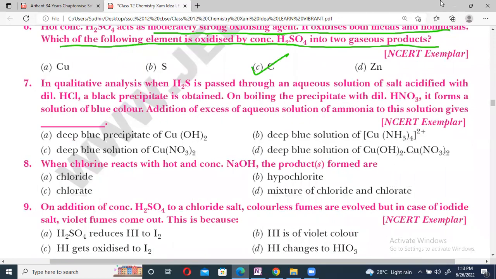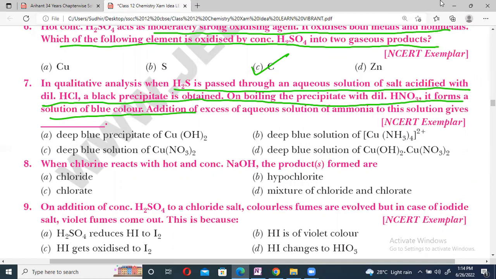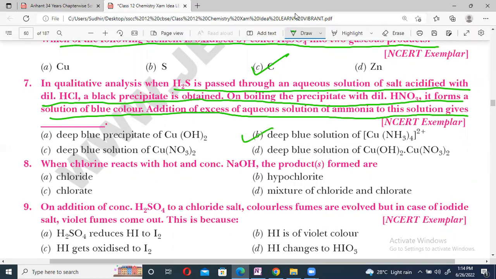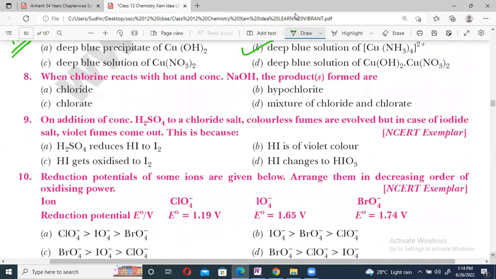Right? In question number 7, in qualitative analysis, H2S is passed through the aqueous solution of a salt acidified with dilute HCl. A black precipitate is obtained. On boiling the precipitate with HNO3, it forms a solution of blue color. On addition of excess aqueous ammonia to this solution, it gives a deep blue color solution. It is from the 15th group element, not from the 16th. Chalo.